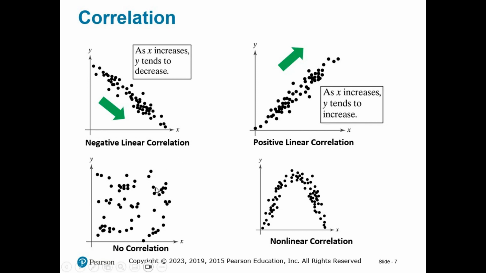Now we could just have a random assortment of points that are all over the place and don't seem to form a pattern at all, and we say those have no correlation. Or you could have some sort of pattern, like this one is more quadratic than linear. We just say they have a non-linear correlation. They could have a different type of relationship, but it is non-linear, meaning not in a line. So let's do a couple of examples where we're identifying the type of correlation that's present.